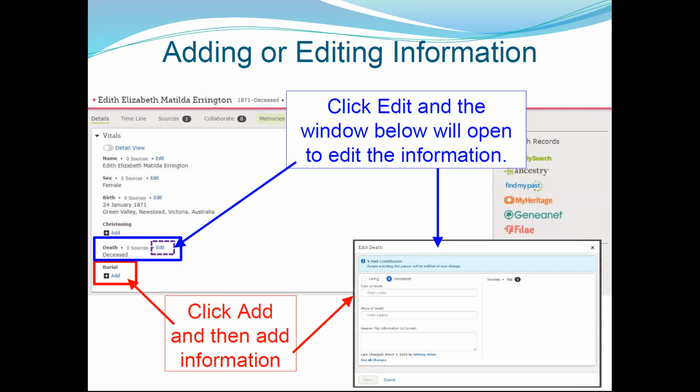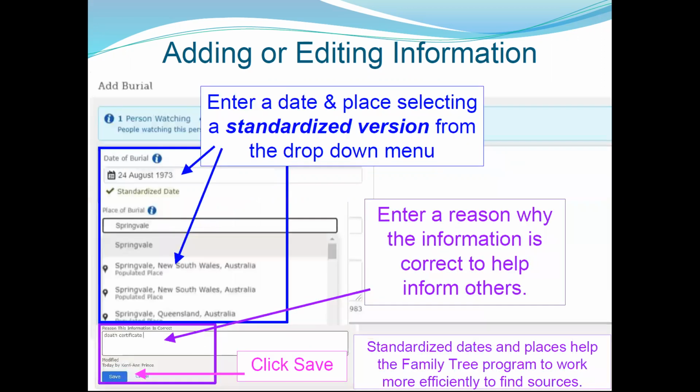When you click edit or add, this little screen that you see on the bottom right will pop up. And that is where you'll go in and change any of the information that you're needing to change. When you do that, make sure that you enter standardized versions of the date and the place. And just so you know, when you add a date, the format is the day and then the month spelled out and then the year. That's the way that FamilySearch will be able to recognize the date that you have entered and be able to connect you to other records.